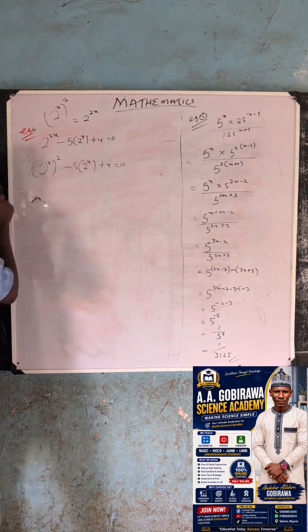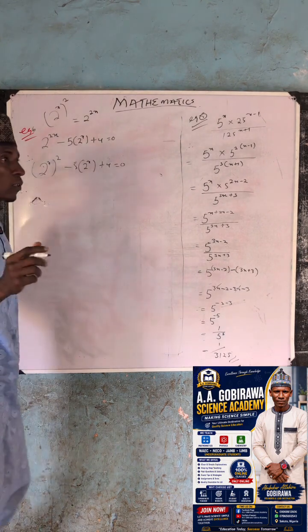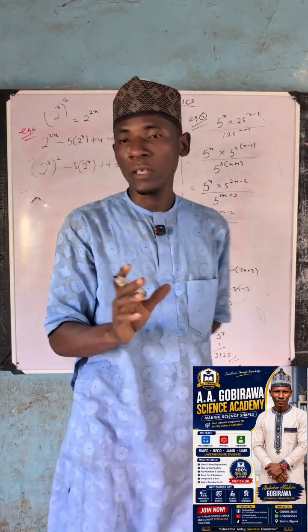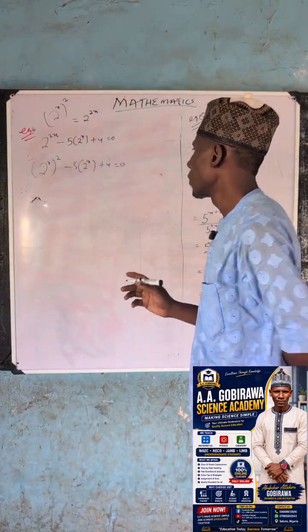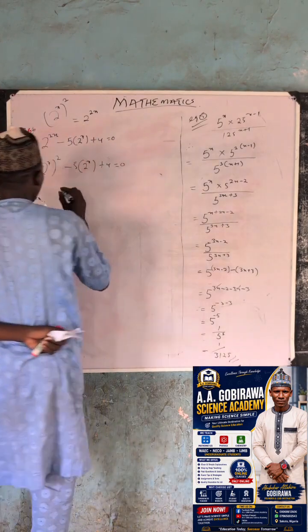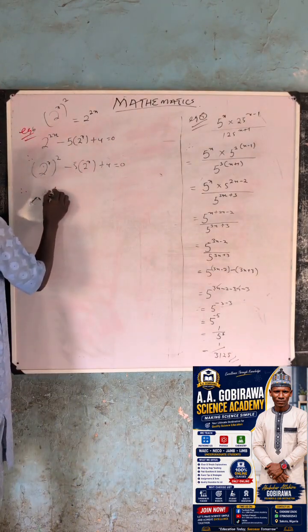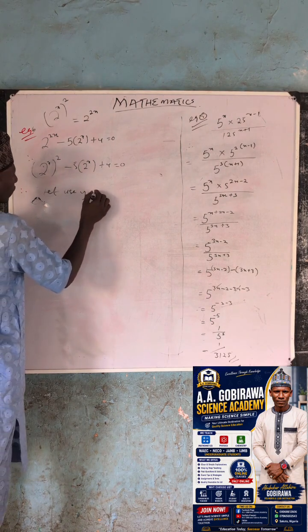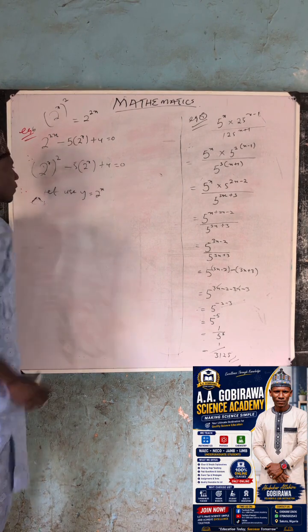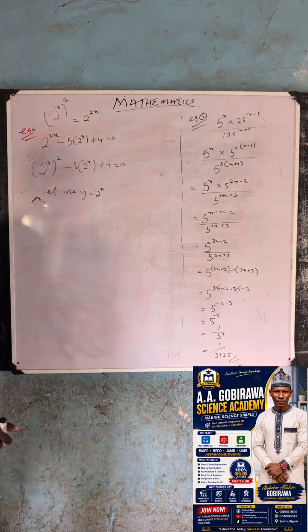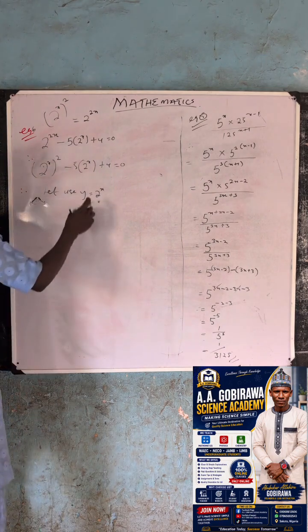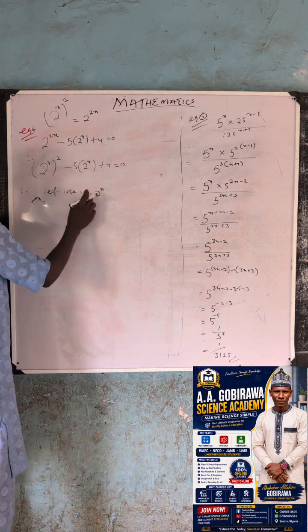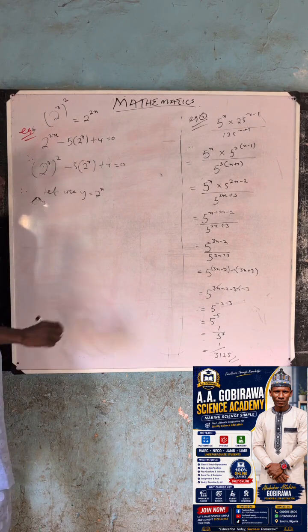To sai mu ce za mu mayar da shi yanzu quadratic equation. Muna tare ko? Sai mu ce so let's use y is equal to 2 power x, ko ba haka ba. So duk inda muka ga 2 power x za mu sa y, ko ba haka ba.